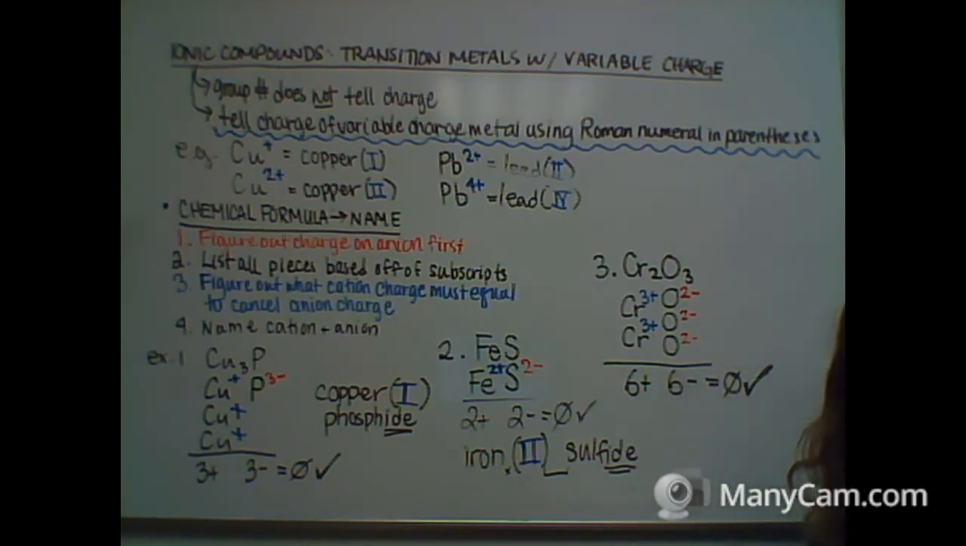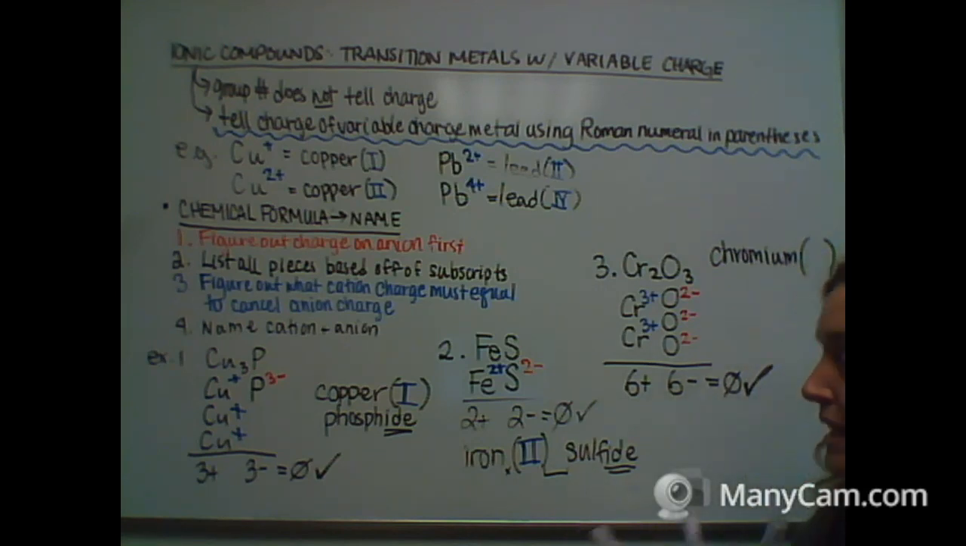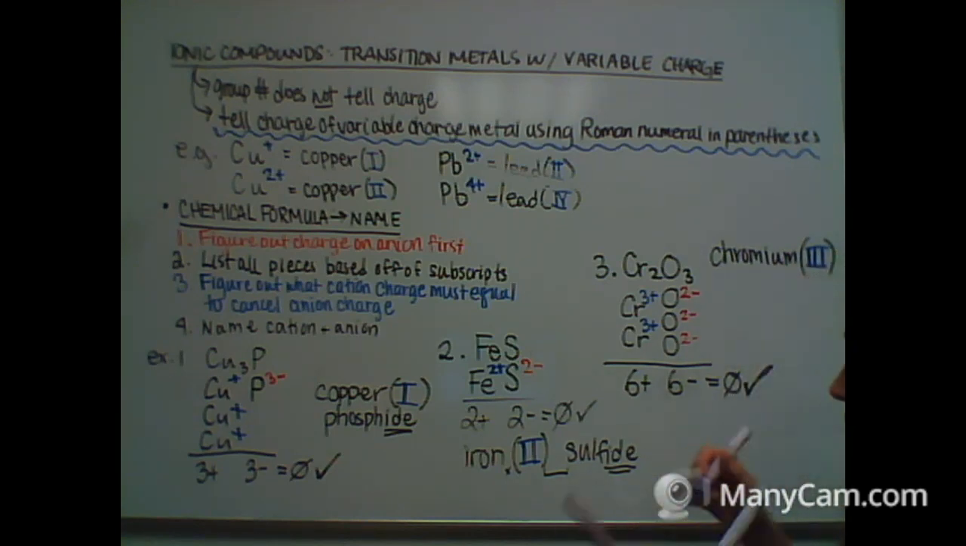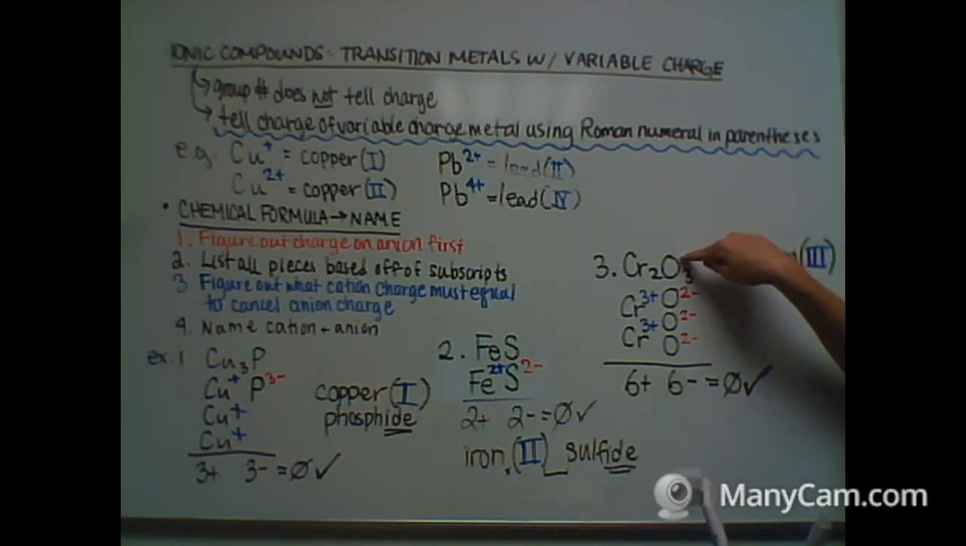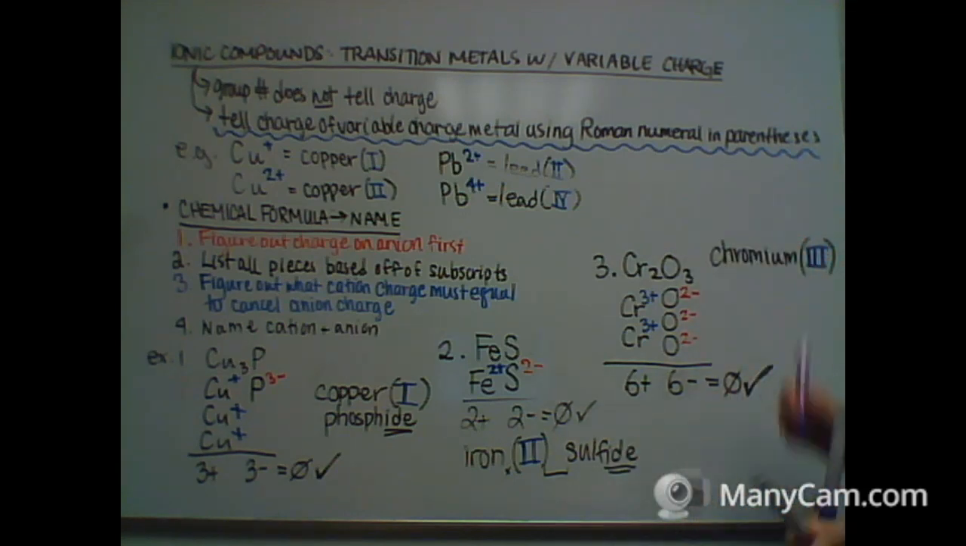Now let's name it. We said that each chromium has a 3+ charge, and so in this name, because chromium is a transition metal, we have to figure out which charge it has, and that means it has a 3 in Roman numeral in the parentheses, right? So chromium, and this is oxygen. Oxygen is a nonmetal, so when it becomes an anion, we give it the name IDE, oxide.